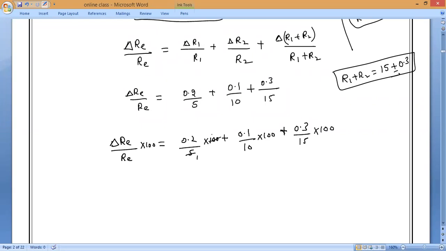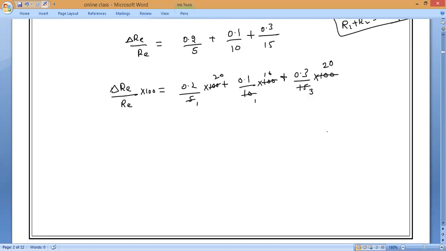So 5 ones are 5, 20s are. Next, 10 ones are 10, 10s are. Same way for the last one, what will come? You can make it a 5 table. 5 5s, 5 3s are 5. How much? 20. 5 4s are 20. Correct? Yes, everybody? So that is what it is.